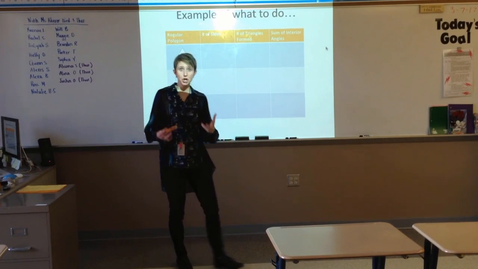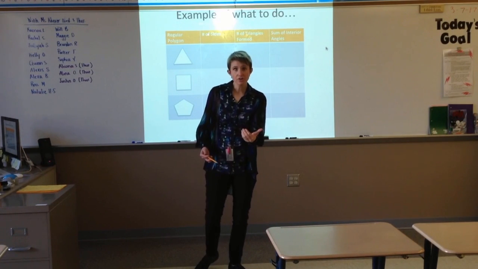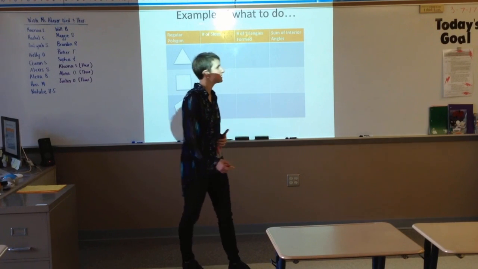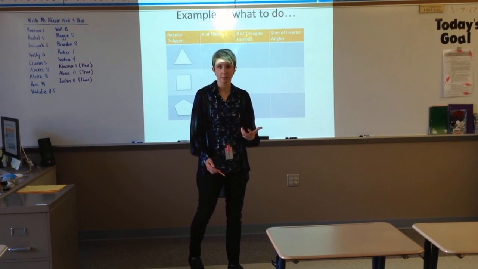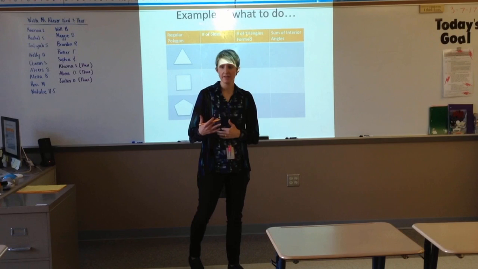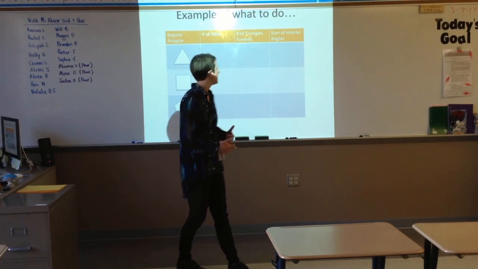Here's what we're going to do. You have a chart in your notes. You have one extra column, and that extra column is just telling you how you say that polygon in words. For example, I believe the first column says regular polygons. So we're dealing with regular polygons today. And I believe the first polygon that's in that column is a triangle.